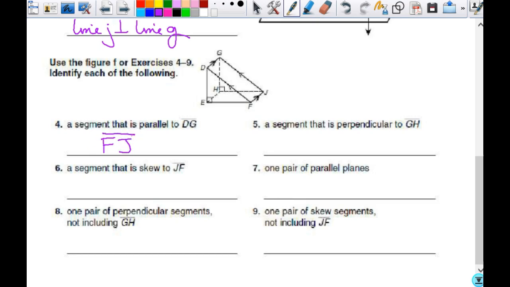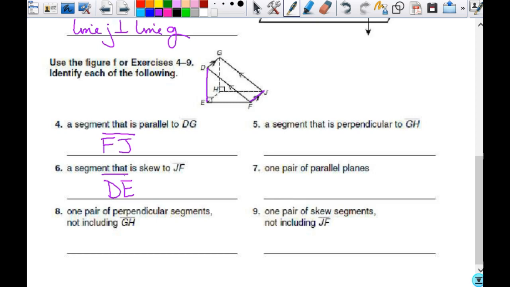A segment that is skewed to JF. Could I use HE? No. Could I use DF? No, because they intersect, right? Could I use DE? Here's JF. Here's DE, right? So this would be good. Yep, because they're going to look like this. That's what we need.